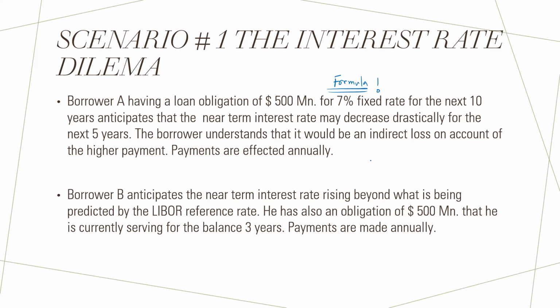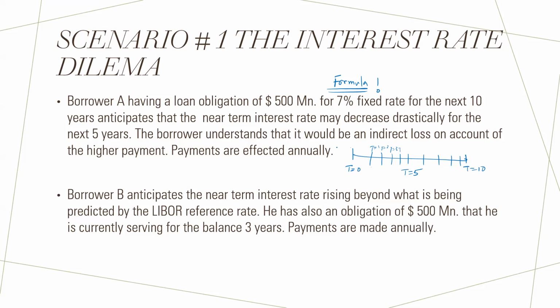So the best way of learning derivatives in particular, or even fixed income, is to draw timelines. Here we are talking about borrower A. This is time t is equal to 0, and this is time t is equal to 10. In between there are 10 periods, and it makes an annual payment. So we have t = 1, t = 2, 3, 4, 5, then 6, 7, 8, 9. So these 10 periods are there.